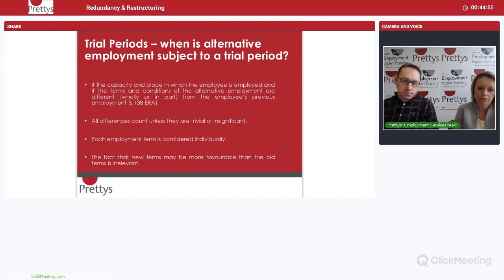When looking at this, all differences count unless they are trivial or insignificant. And we look at each individual employment term. We don't look at the whole package. So we don't look at what the previous contract looked like and what the new contract looks like as a whole. We look at each individual employment term. And even if the new terms may be more favourable than the old terms, that's still a difference, resulting in a trial period.